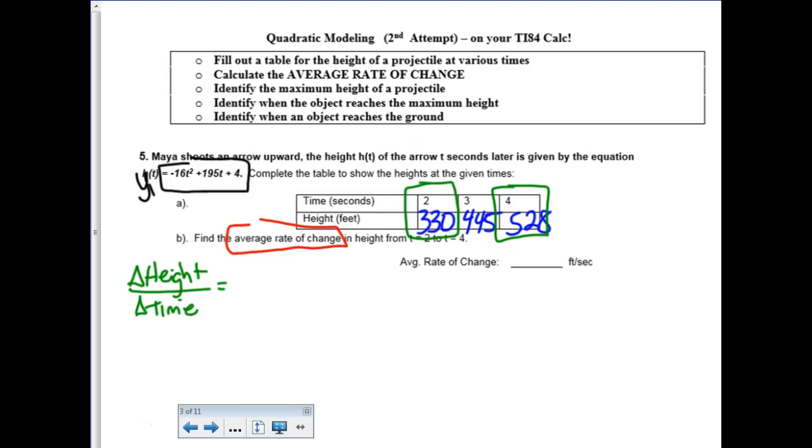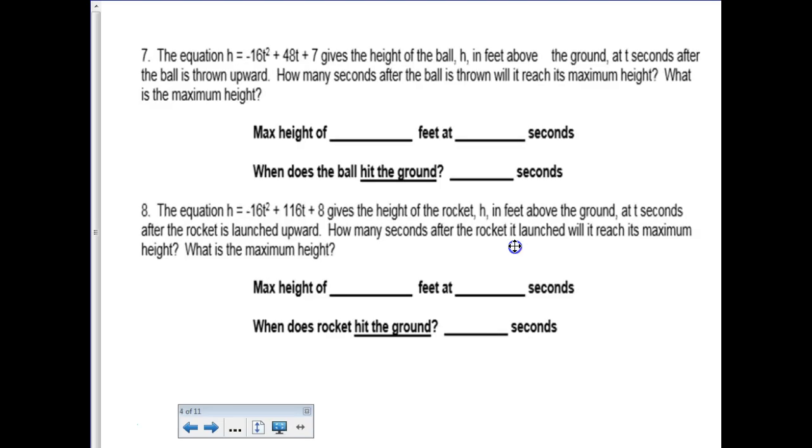So 330 minus 528 divided by, and then our time goes from 2 seconds to 4 seconds. So maintaining that same order. If you're going to use your calculator and do this in one step, just make sure you put parentheses around your numerator and your denominator. But notice the height is going upwards in time, so you should get a positive answer of positive 99 feet per second, looks like on my calculator. Alright, I'm sure there's another question like that somewhere on your review.